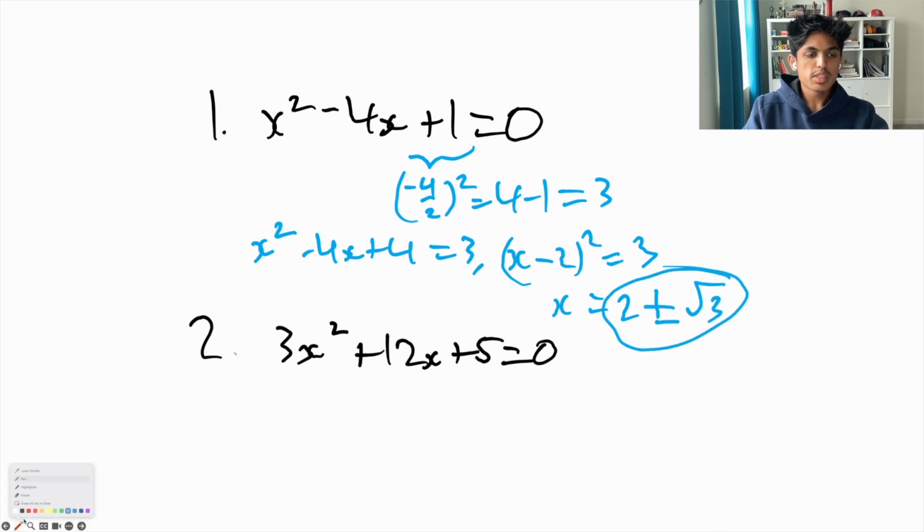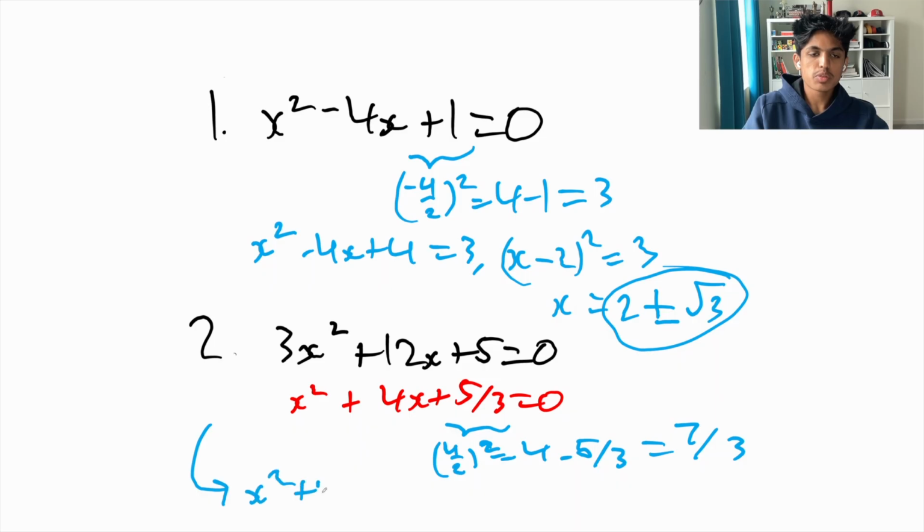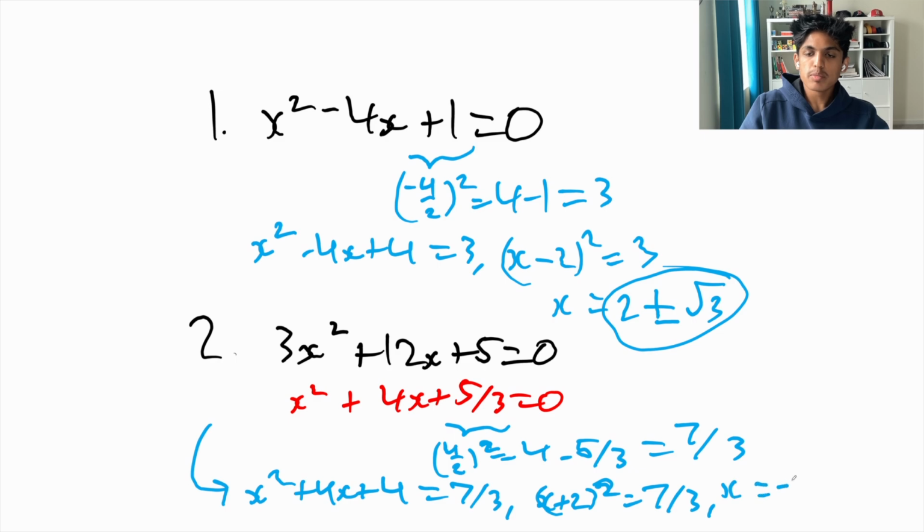Now for this one, since I have an a that's not equal to 1, I'm going to divide every term by that 3 to get this. Now I'm going to try to turn this 5 over 3 into 4 divided by 2 squared, which equals 4 minus 5 over 3, which is equal to 7 over 3. So this is going to turn into x squared plus 4x plus 4 equals 7 over 3. So x plus 2 squared equals 7 over 3. So x is equal to negative 2 plus or minus root 7 over 3.